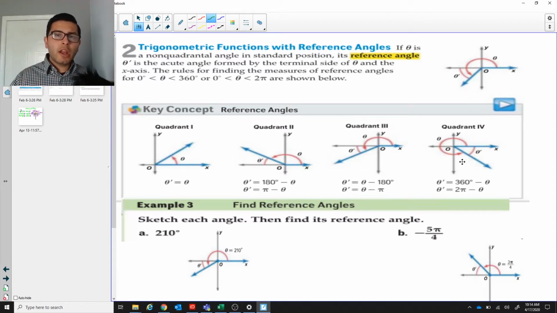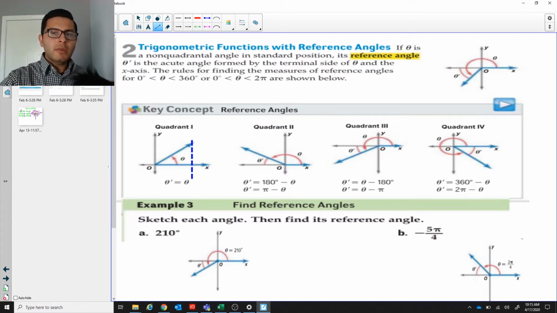it makes a triangle. So if we were to do that to all of these pictures, for instance, in this picture right here where it says quadrant 1, we can make a triangle out of that by drawing a line from the terminal side down to the x-axis. Look, we have a triangle. Same thing in quadrant 2. We're going to draw a line that goes down from the terminal side to the x-axis.